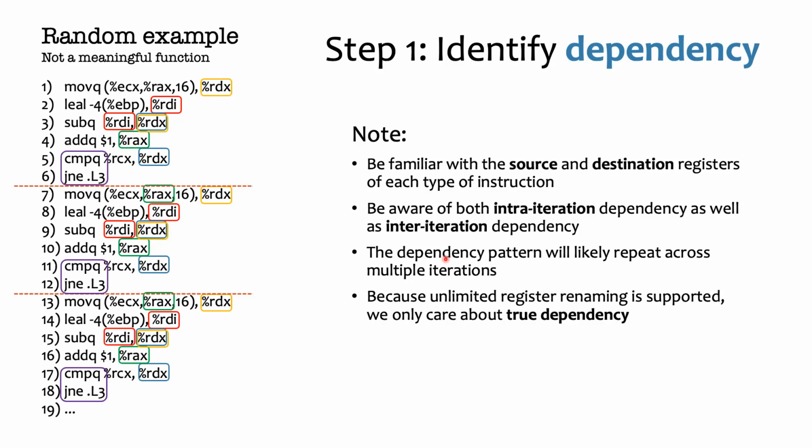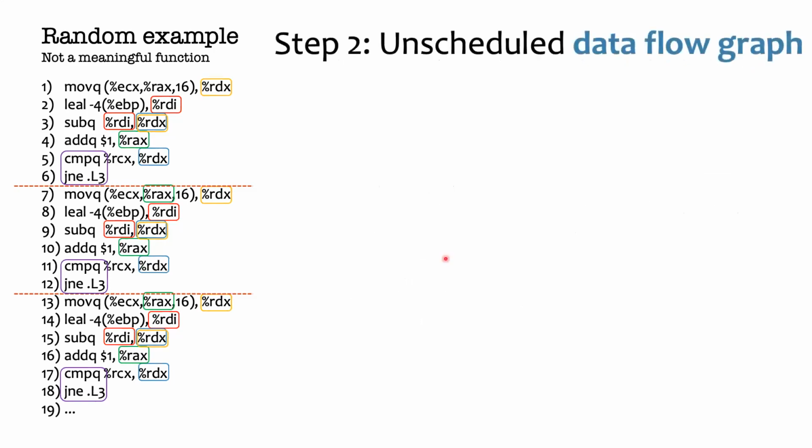Right now, I'm only showing the true dependency, and that is because I know I have unlimited register renaming support, so I only need to worry about true dependency. The way you handle the data flow graph depends on the processor specification and what we allow on the processor. All right, so let's draw the flow graph.